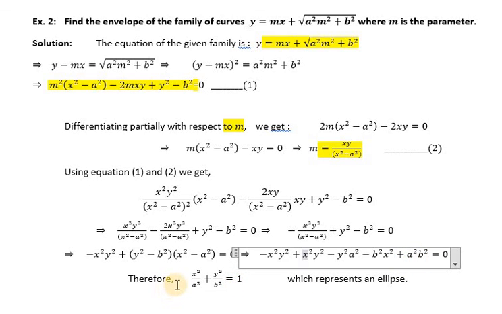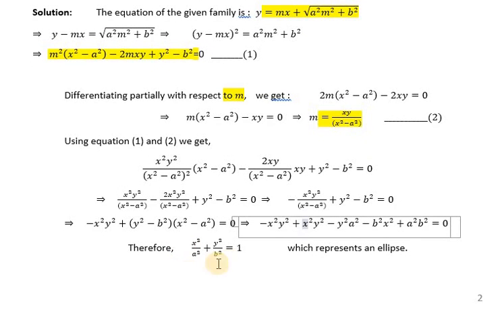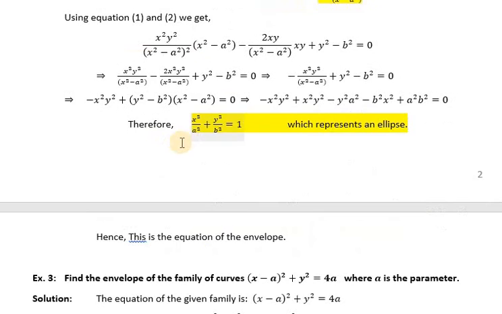Which is the equation of the ellipse. So evolute of this curve is ellipse. So therefore x square by a square plus y square by b square is equal to 1, which represents an ellipse, and this is the equation of envelope.